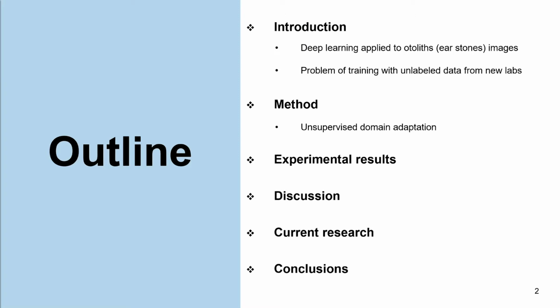Let me just present you the outline of the talk. I will first introduce you the motivation of the study and how the automatic fish age prediction can be achieved by using deep learning on images of earstones, which are called otoliths. I will also talk about the problem faced when we try to train deep learning methods on images acquired by new labs that do not provide labeled images. And to deal with this problem, I will then present our proposed methodology, which is based on unsupervised domain adaptation. And then I will show you some results and discussions that are motivating our current line of research on this topic before concluding the presentation.